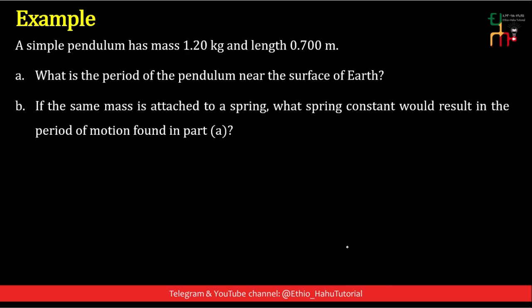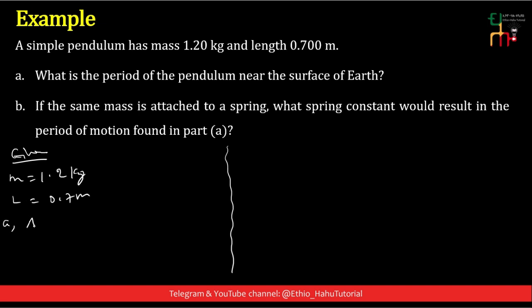The next exercise: a simple pendulum has mass 1.2 kilogram and length 0.7 meter. A, what is the period of the pendulum near the surface of the earth? And B, if the same mass is attached to a spring, what spring constant will result in the period of motion found in part A? Given mass of the pendulum 1.2 kilogram and length of the pendulum equal to 0.7 meter.